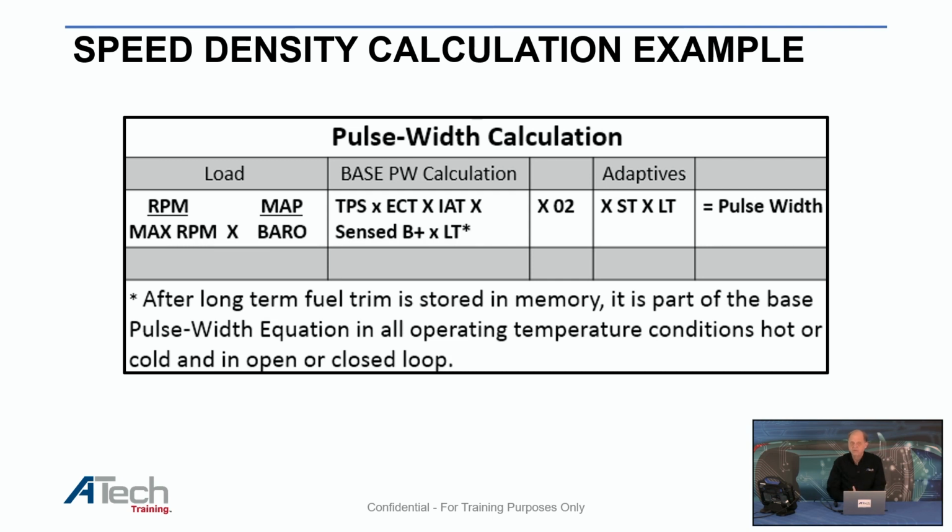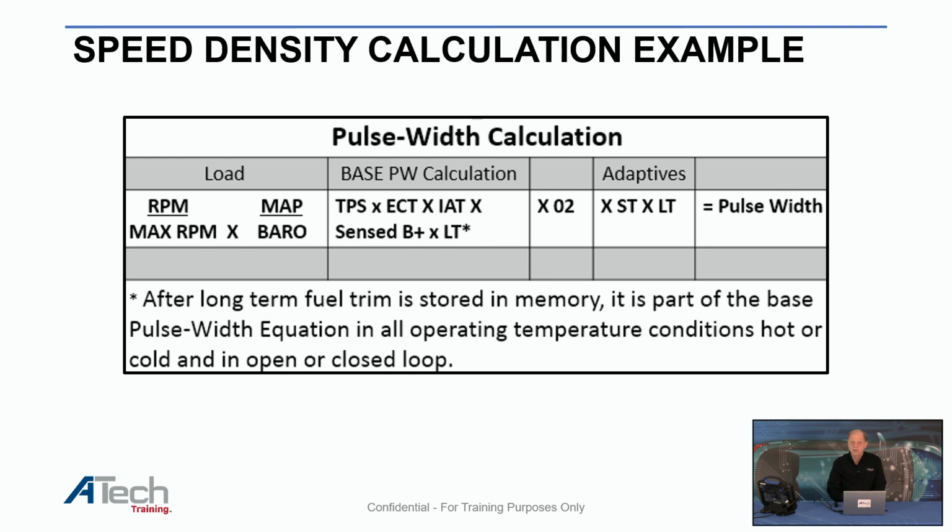Throttle position sensor times the engine coolant temp sensor times the inlet air temp sensor times, this is a critical one, sense battery B+. So it has to know what the battery is. All these systems have to know what the charging voltage is. If it's not correct, they're going to have a problem. On a mass airflow sensor, if the battery voltage or the charging voltage goes down, they automatically increase the injector pulse width to compensate for it. So that's something to keep in mind.